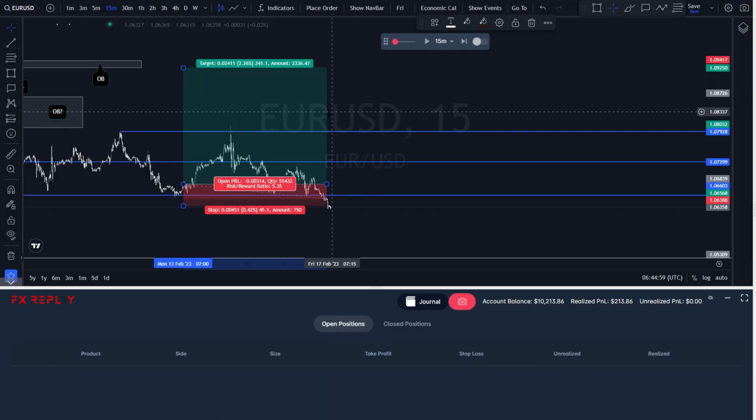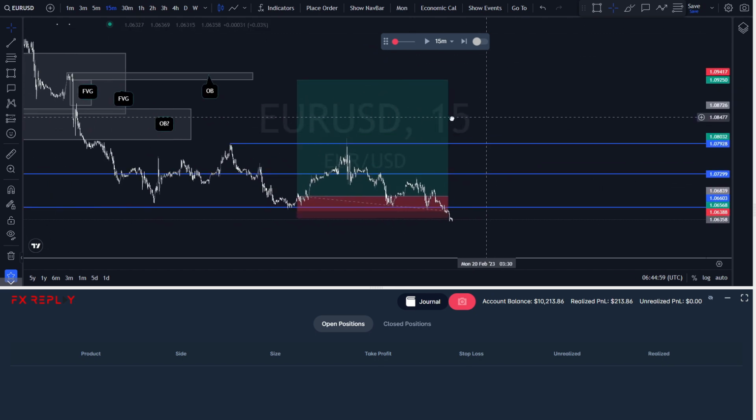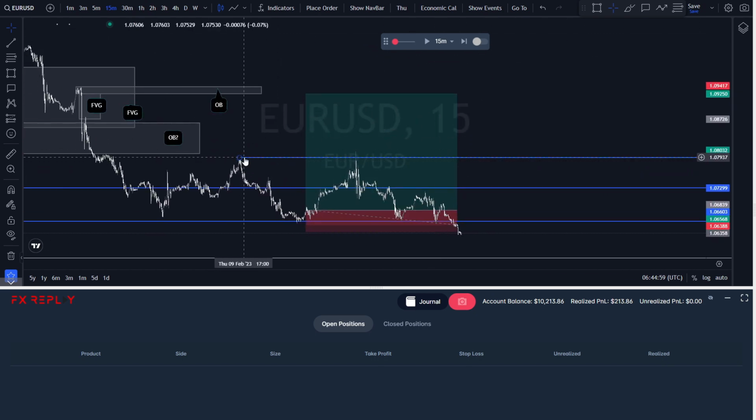Okay, so I took two trades right here. First take profit was right here at this area of liquidity. Second one was at this order block, and it hit the first take profit, but I got stopped out right here, so it didn't hit the second one.